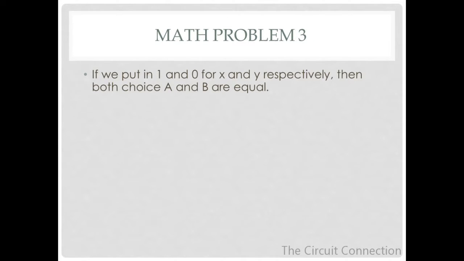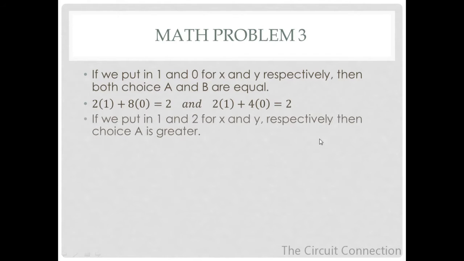So if we put in a 1 and a 0 for x and y respectively, then both choice A and B are equal. And here's why. Because if we have 2 times 1 plus 8 times 0, that equals 2, because 8 times 0 is 0, so we're just going to simply have 2 there. And 2 times 1 is 2, plus 4 times 0 is 0. That's going to equal 2.